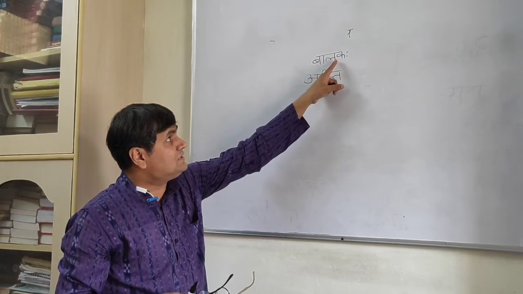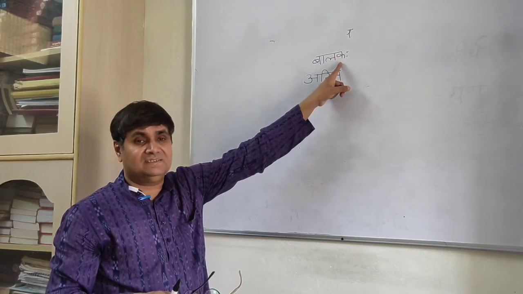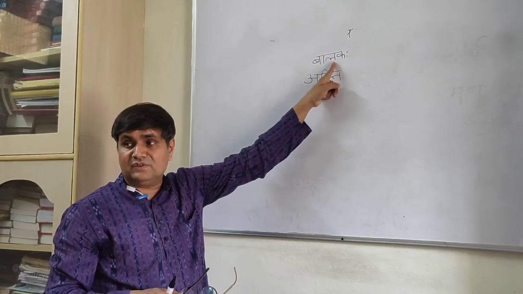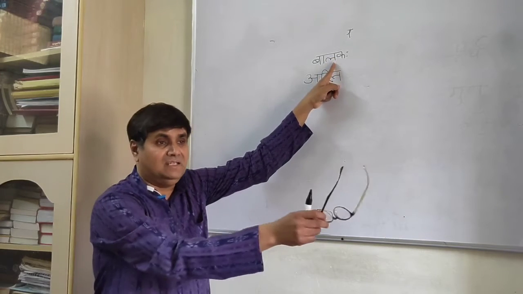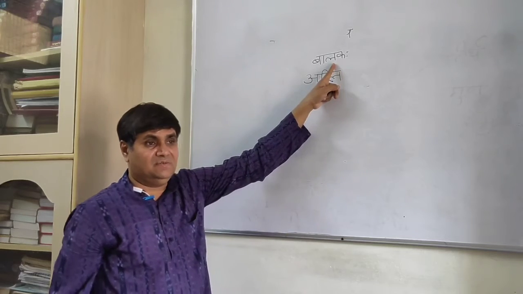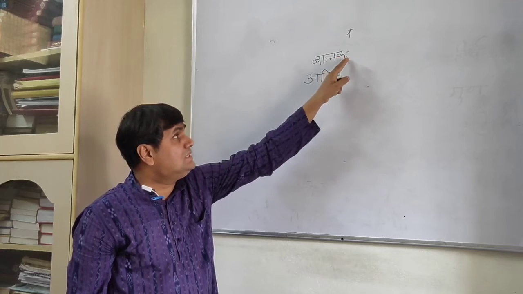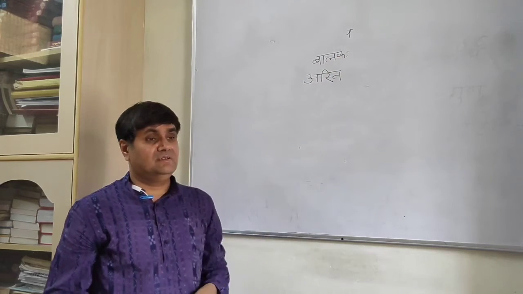What is the exact meaning of the word balakah? The word balaka refers to a man, a physical entity which is there in front of me. And what is the meaning of the word visarga?